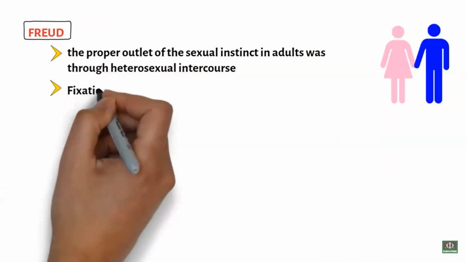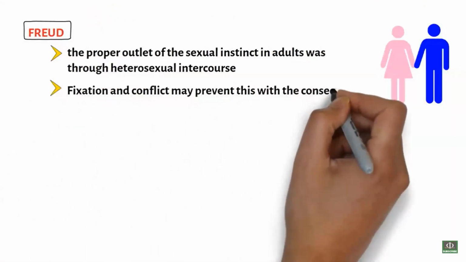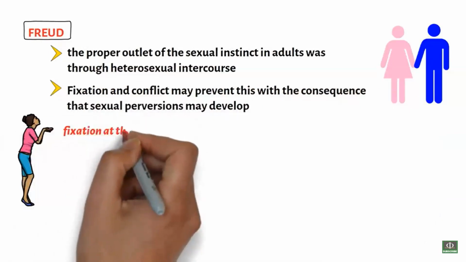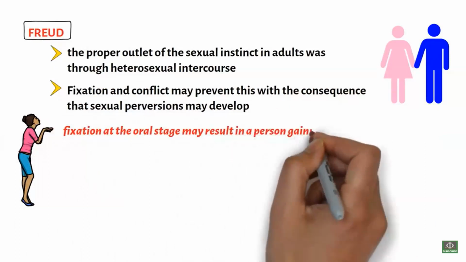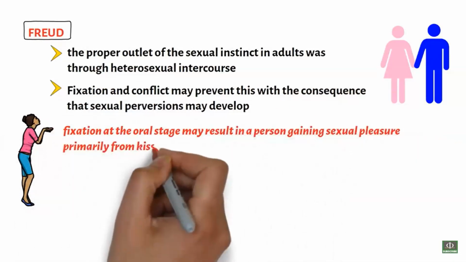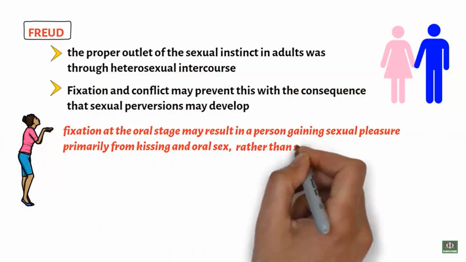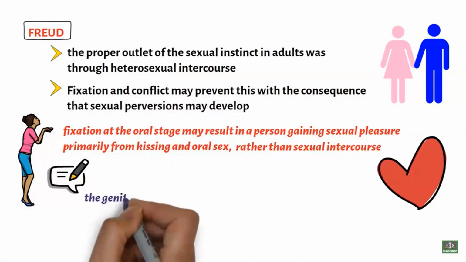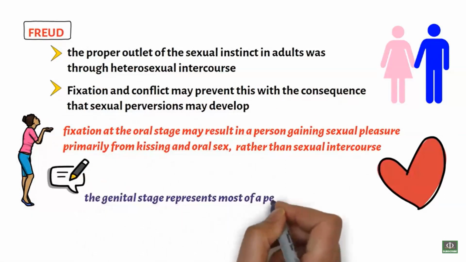Fixation and conflict may prevent this, with the consequence that sexual perversions may develop. For example, fixation at the oral stage may result in a person gaining sexual pleasure primarily from kissing and oral sex, rather than sexual intercourse. It is important to note that for Freud, the genital stage represents most of a person's life.